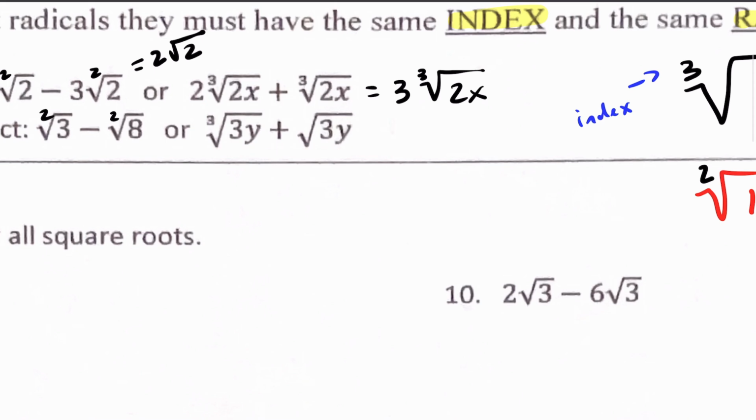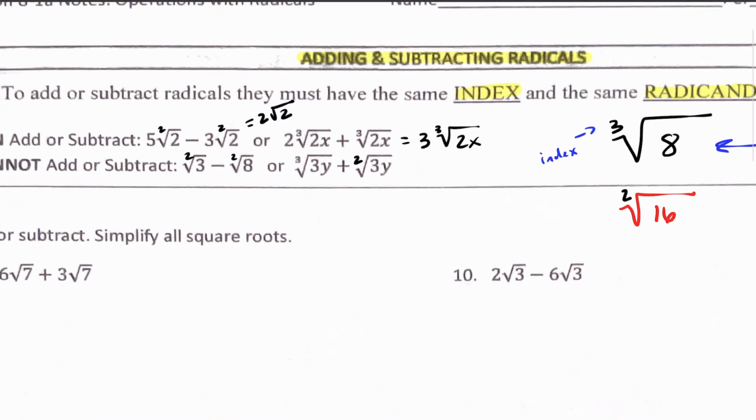For this example, yes, I can see that we have the same radicands, but this has an index of 3, and this one has an index of 2. So you cannot combine these 2 terms at all.